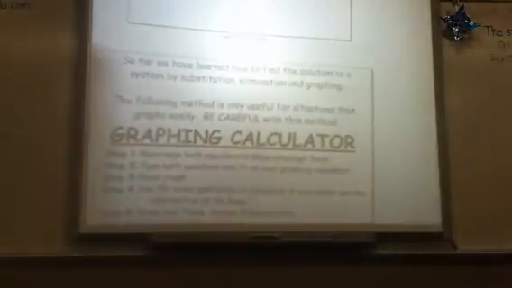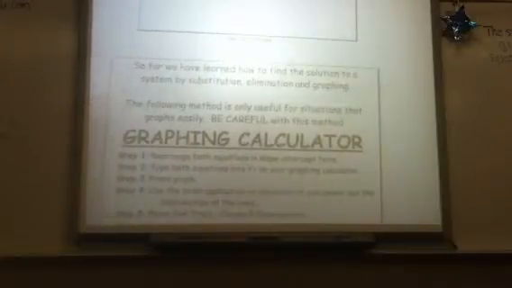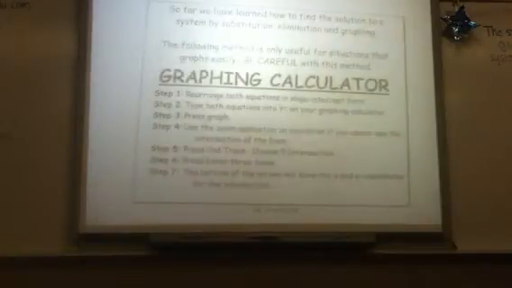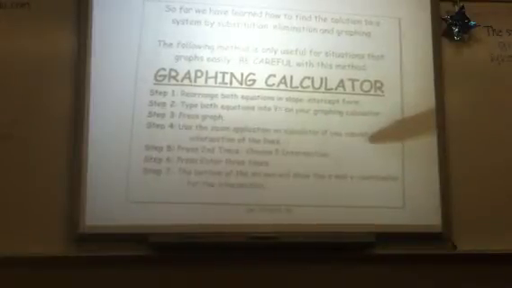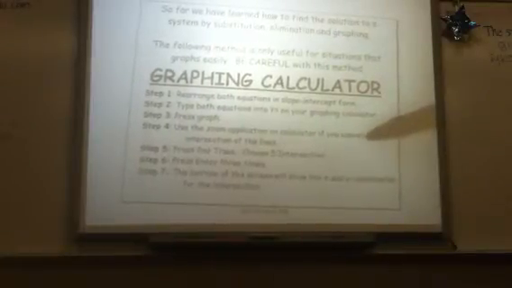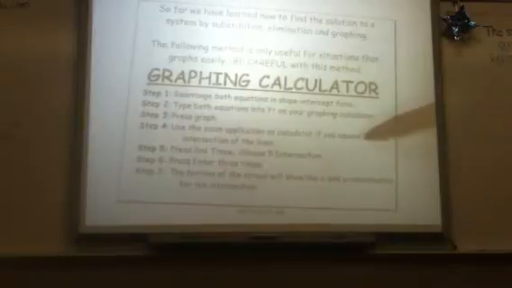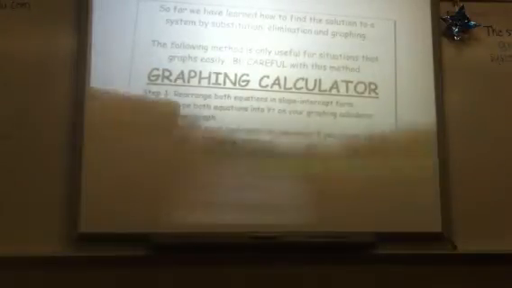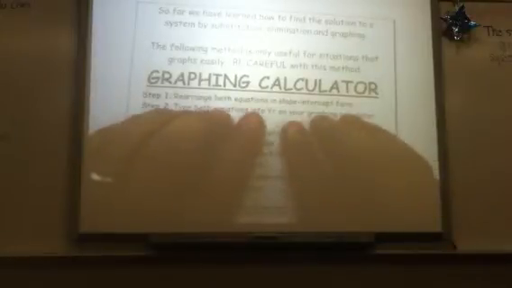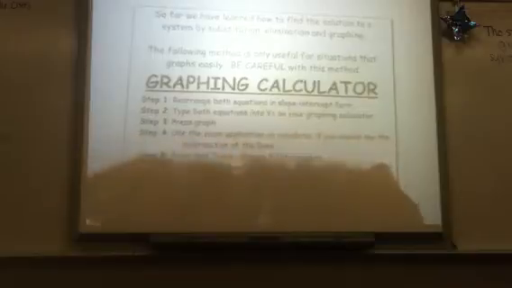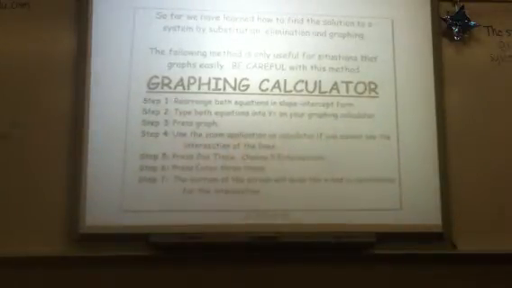You always want to use your technology. The first step, the calculator will not do for you. You cannot put something in with variables for x and y and have it solve for y for you. So you're going to have to arrange it in slope-intercept form. But after that, the calculator will do it for you. So you have to do the initial rearranging.